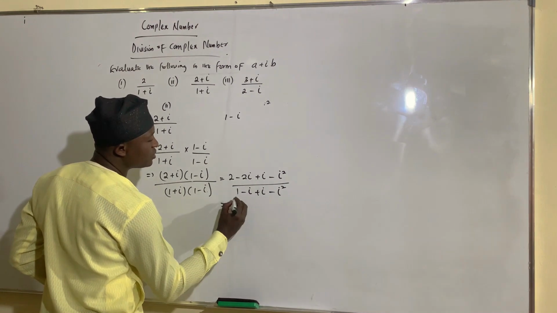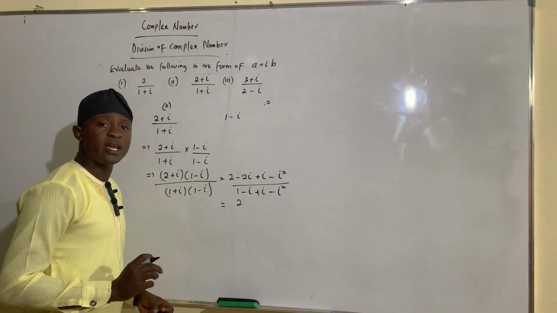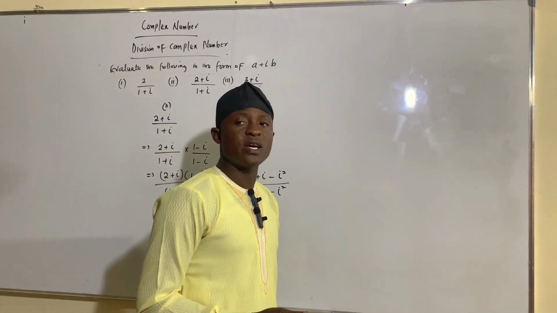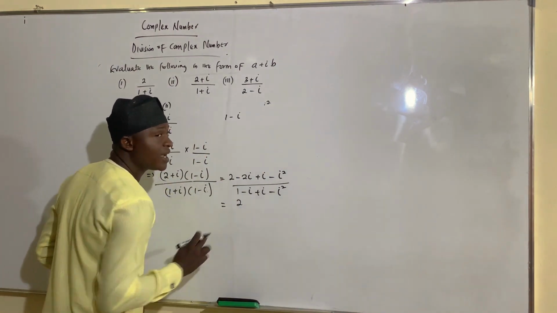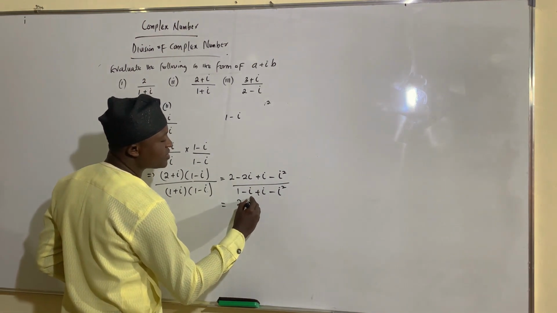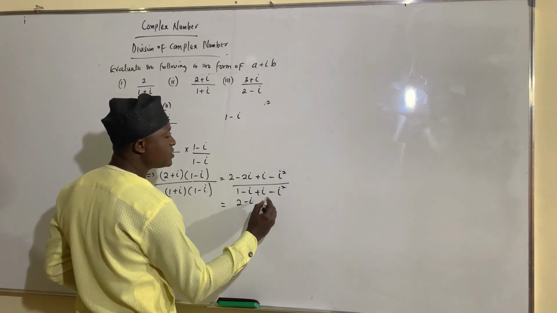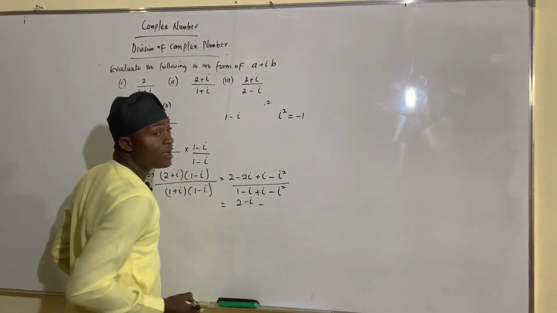So here I can have this one to be 2 minus 2i plus i. It's just like minus 2 plus 1, a simple arithmetic. So minus 2i plus i, that's going to be what? Yes, exactly. That's going to be minus i. So minus i squared. Recall that whenever we have i squared, it is minus 1.